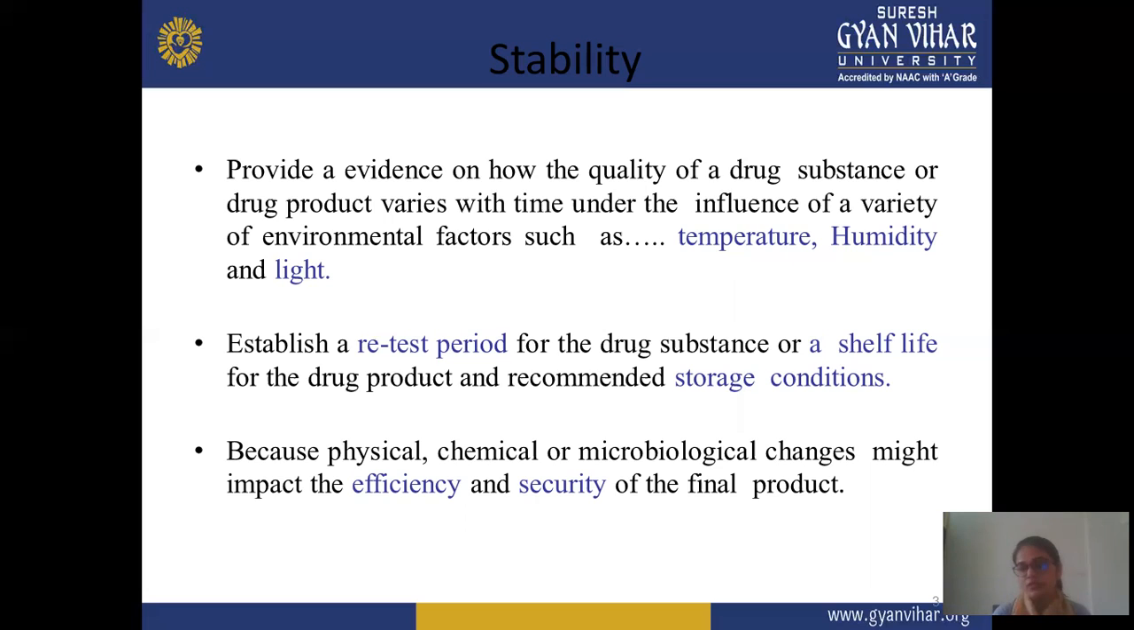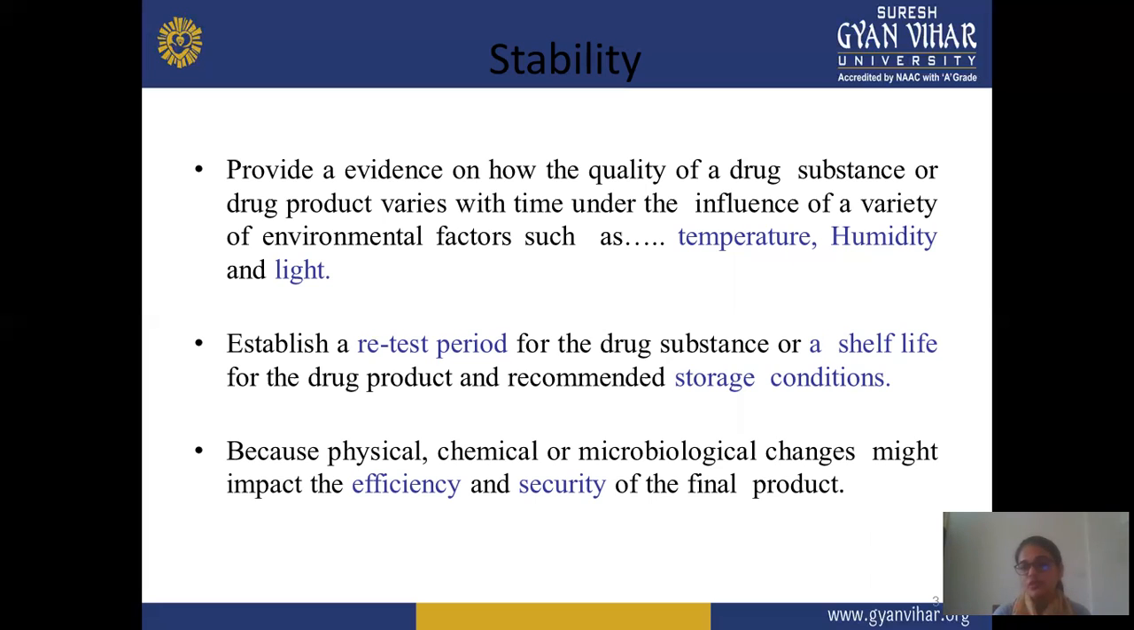Suppose a certain formulation is to be stored in the dark, away from sunlight. If you expose it to sunlight, there are chances that it easily degrades or is not stable for the particular time period. Then the presence of humidity also affects your formulation. Suppose your formulation requires a dry form and you store it in a humid or moist condition. Your formulation easily takes up that moisture, so it can easily degrade or change state.